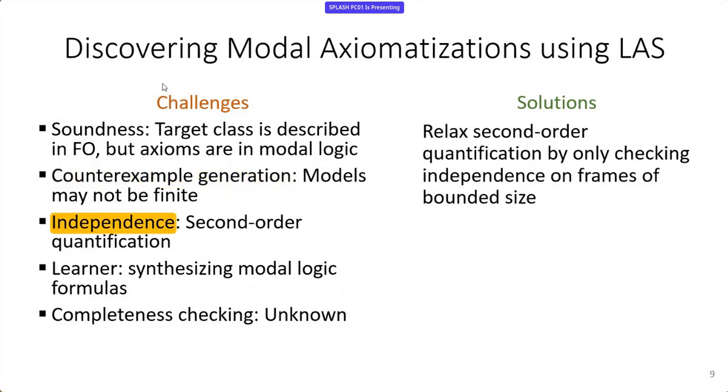Independence checking is super complicated because the axioms are schemas again. This essentially brings forth a sort of second order quantification. So in our experiments, we relax the second order quantification by only checking independence on frames of bounded size. So what we're really asking is, among frames of bounded size, is my new axiom truly new, or does it follow from previously known axioms?